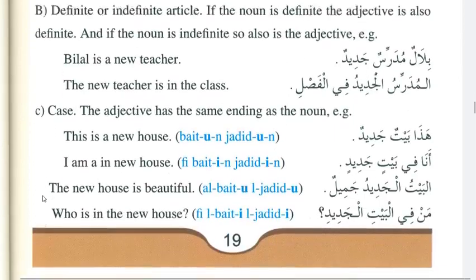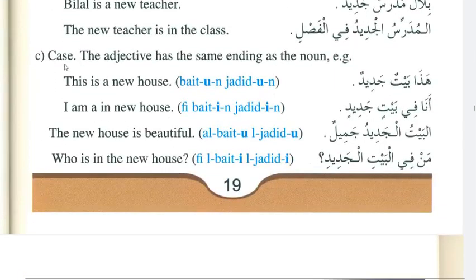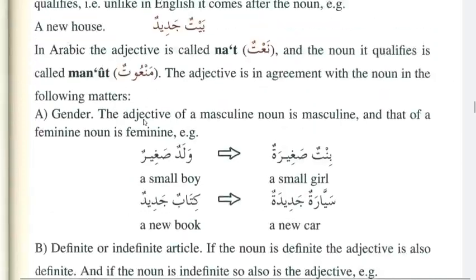The next thing is irab. The irab of Manoot and Naat must be the same. Here you see Manoot is marfu and Naat is also marfu. Here Manoot is majroor, Naat is also majroor. So you need to remember these three things.